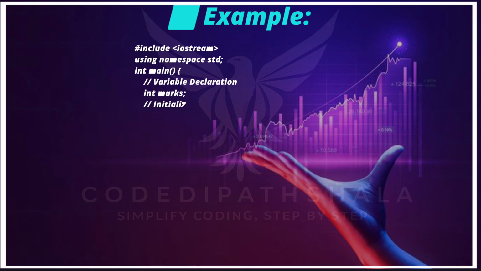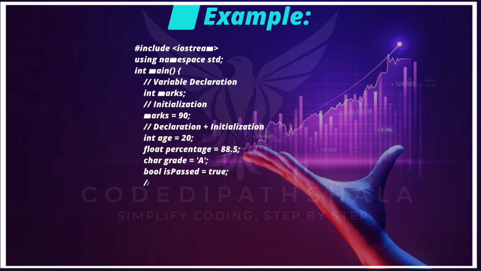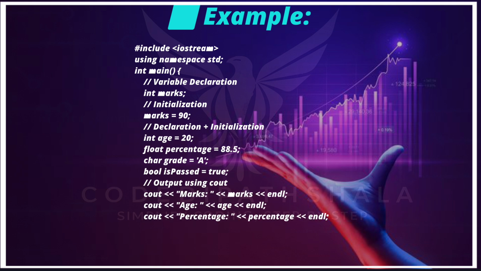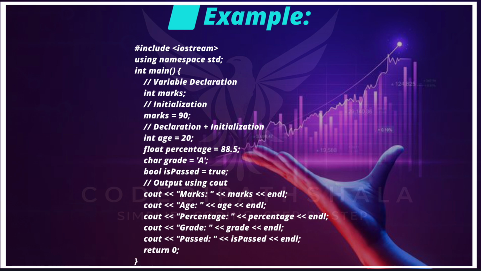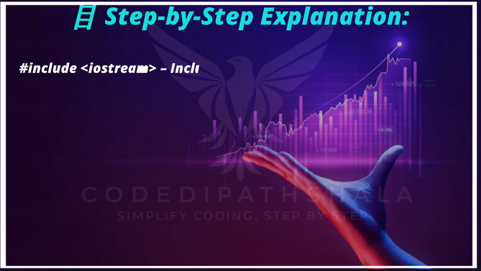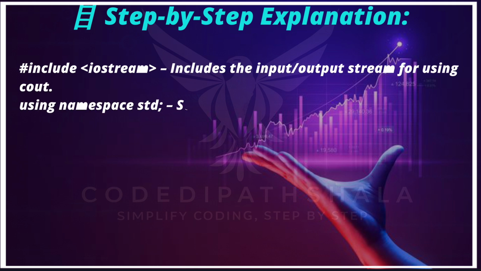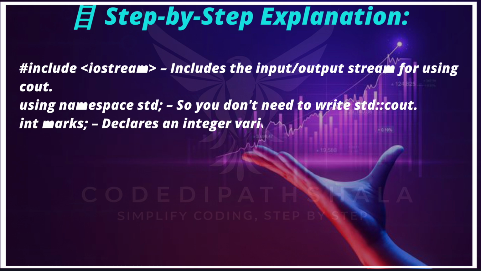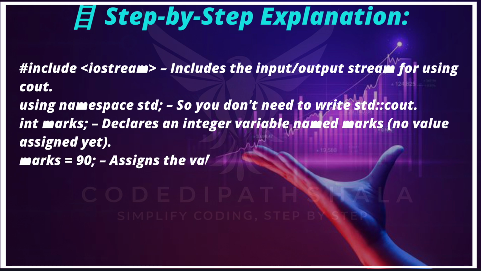Example. Step-by-step explanation. 1. #include <iostream> includes the input/output stream for using cout. 2. using namespace std, so you don't need to write std::cout. 3. int marks declares an integer variable named marks, no value assigned yet. 4. marks = 90 assigns the value 90 to marks.